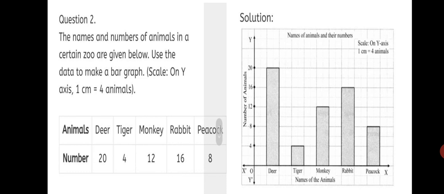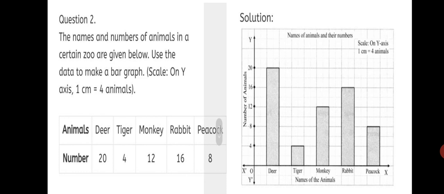Now the most interesting step is your 6th step, the last one. Draw a bar of the appropriate height above the name of each animal on the x-axis. So deer, in the table you see is 20 number. So deers are 20. We have to exactly mark above the name of the deer till 20 and then draw the bar and shade it nicely. Okay. Tigers are 4. So till 4 we are going to shade the bar for tiger.